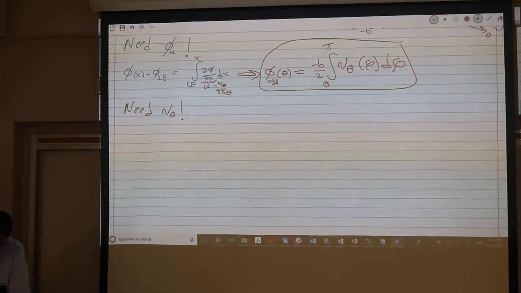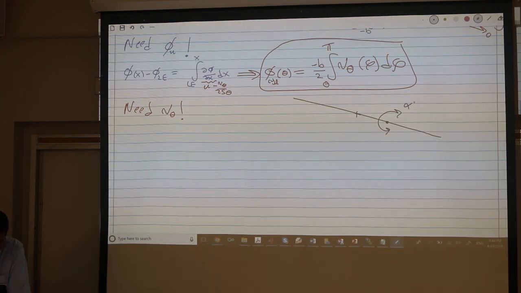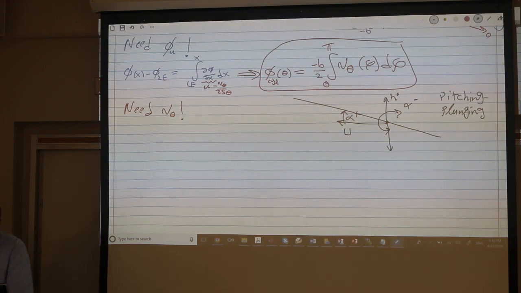What problem are we trying to solve? Theodorsen was trying to solve this problem. Here is the plate, and at some point the plate is oscillating, pitching up and down by a velocity alpha dot, and plunging with h dot. So this is pitching and plunging. And it's also moving with some U. This is the angle of attack alpha. Okay, so we're doing oscillation, pitch and plunge.